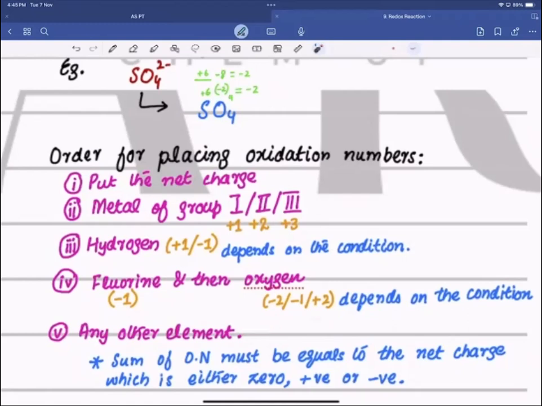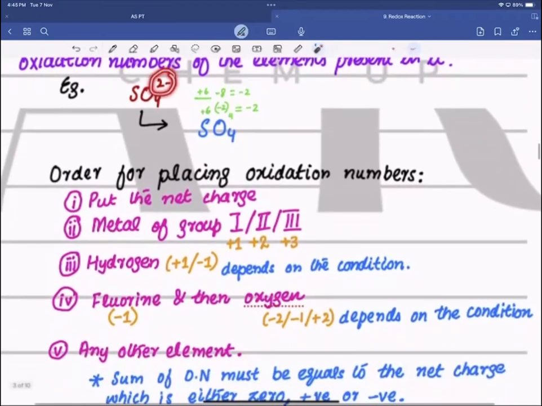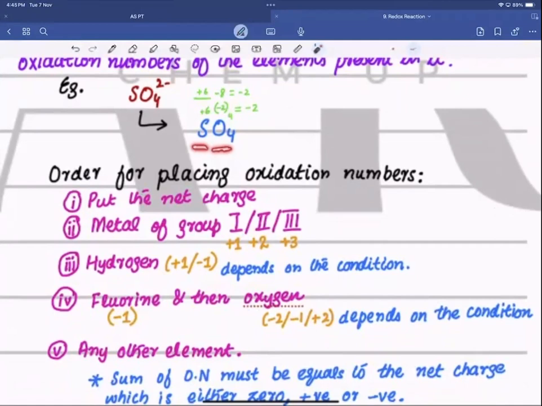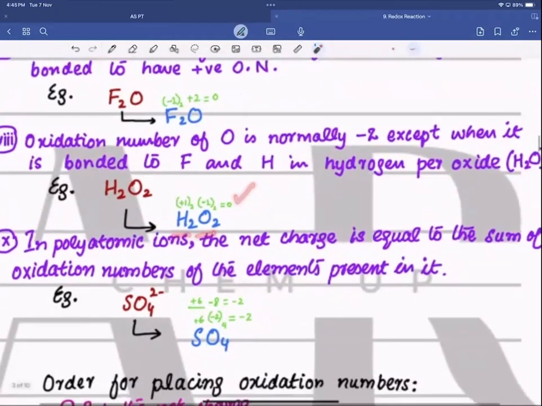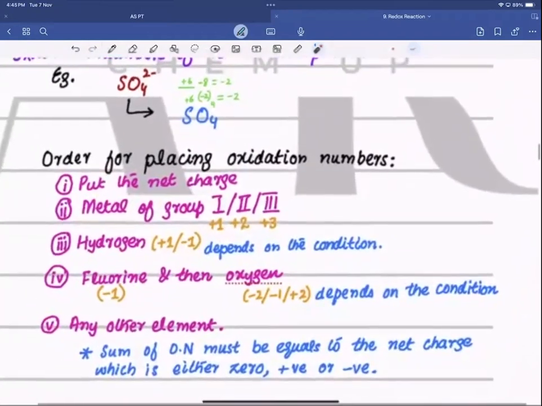And when we take the sum of the oxidation numbers of these, it is going to be equal to the net charge. For example, here the net charge is -2, so when I add the oxidation numbers of these two elements, it is going to equal -2. Here, the net charge is 0, so if I add the oxidation numbers of these two, it must equal 0. Okay, so do this quickly.